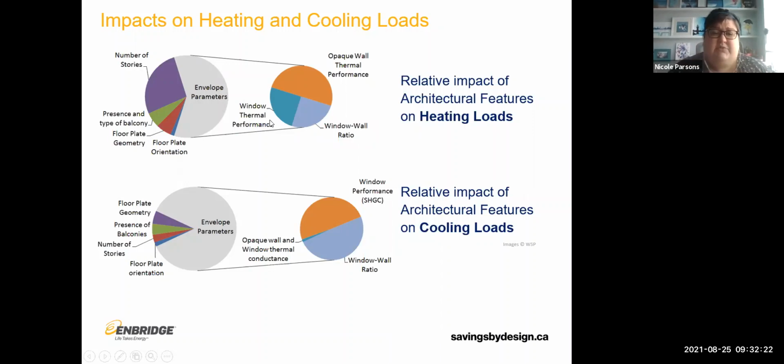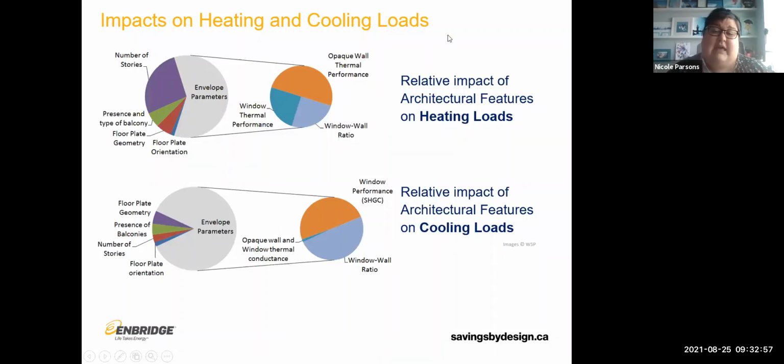So for heating loads, the two window performance parameters that can help reduce, or if not properly selected, increase building heating loads are the window thermal performance, as well as the window to wall ratio. And those have about equal impacts on heating loads. And then when we move down to cooling loads, we see that the windows have almost 100% of the impact of the envelope on cooling loads. The opaque wall and window thermal performance is a very small slice.